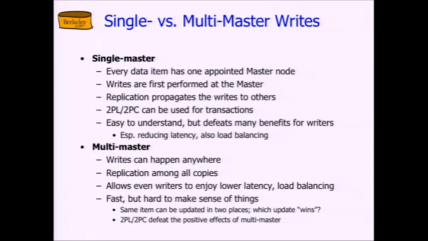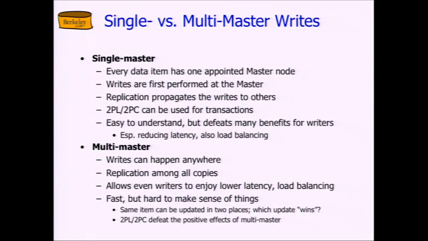So let's step a little bit back from transactions and maybe even back from consistency in the replicated sense. The question here is, for a given object, a tuple let's say, in the single master solution, every data item, every object has an appointed master node. Maybe that master node is assigned through a hash function, or maybe there's exactly one master node for the whole system, or maybe a table has a master node. However you figure it out, every object has one master. Writes are always sent to the master. The master performs the write first, and then asynchronously propagates those writes to the copies.